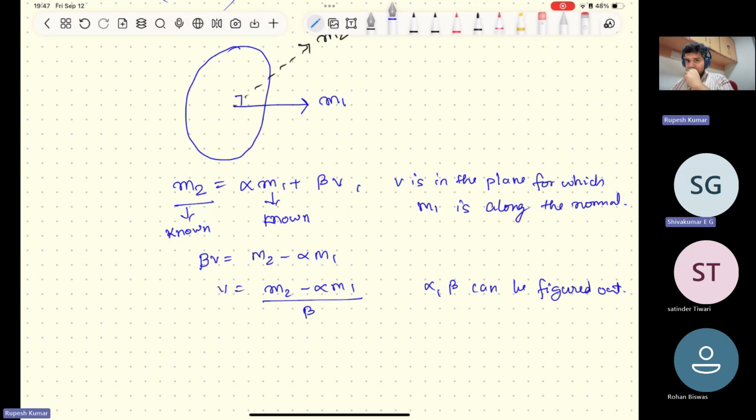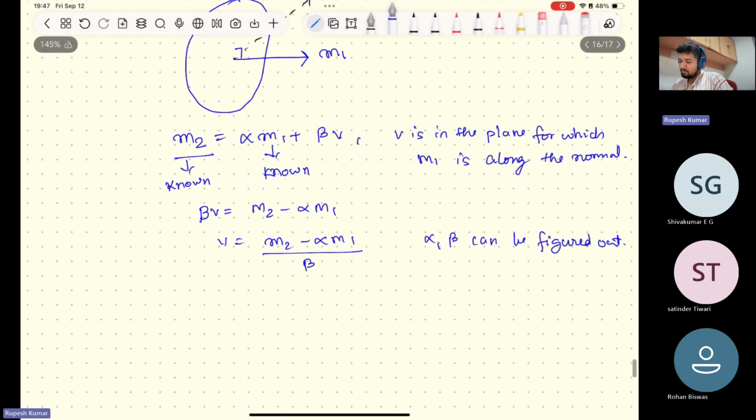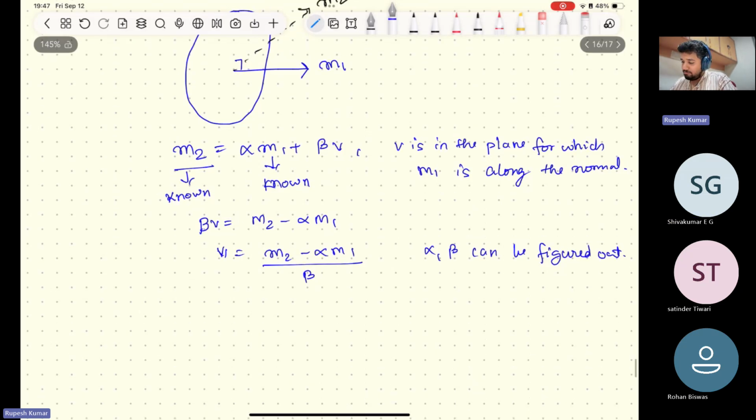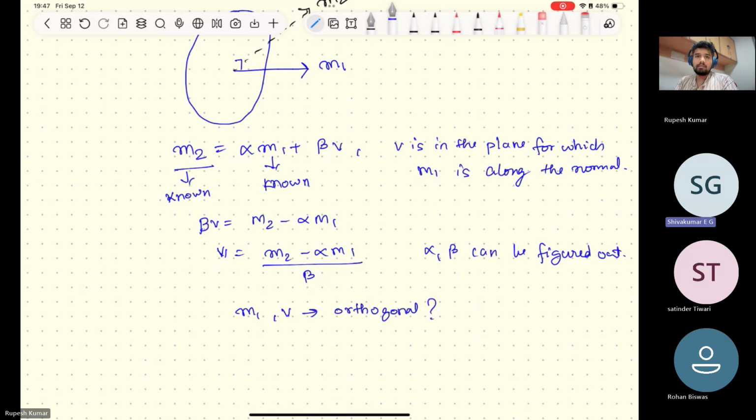Do you have a problem with this? Anyone? I don't need to solve this, right? Because it has already been covered in the lecture. Now, what can you say about M1 and V? M1 comma V. Are they orthogonal? I'm not using the word orthonormal. I'm saying, are they orthogonal?